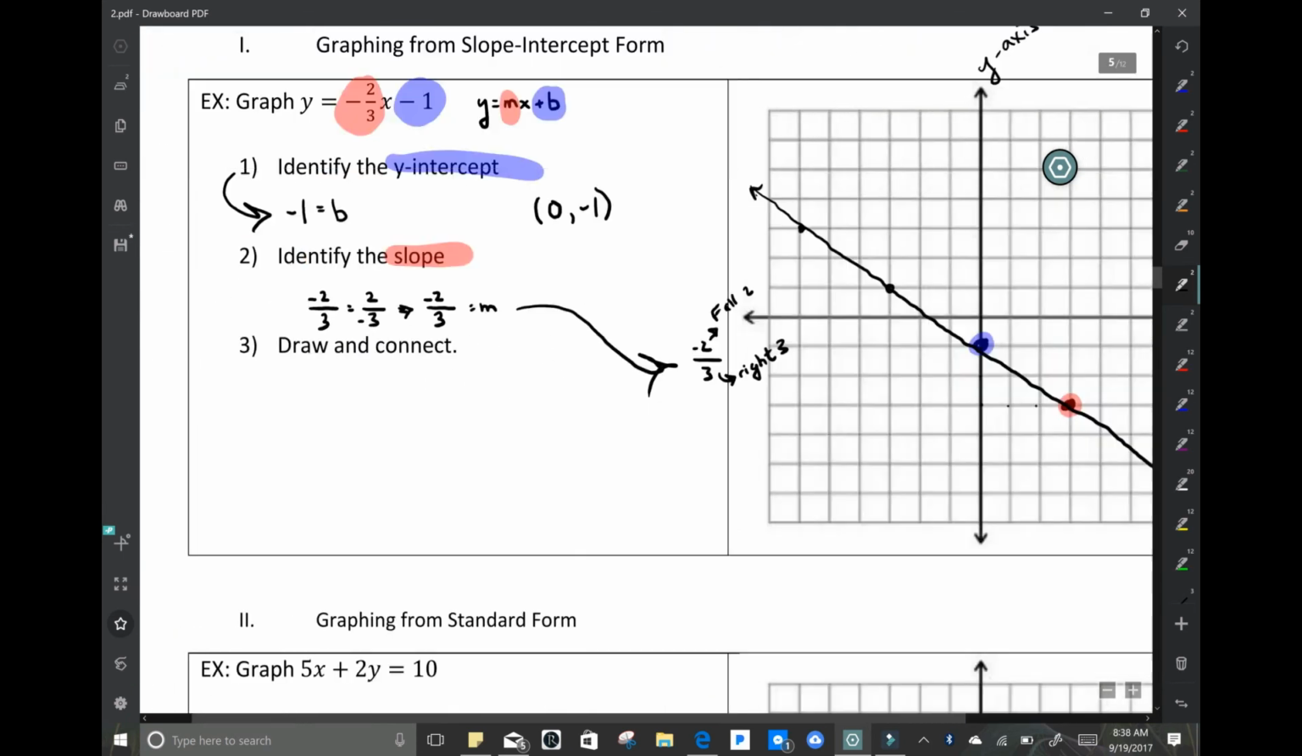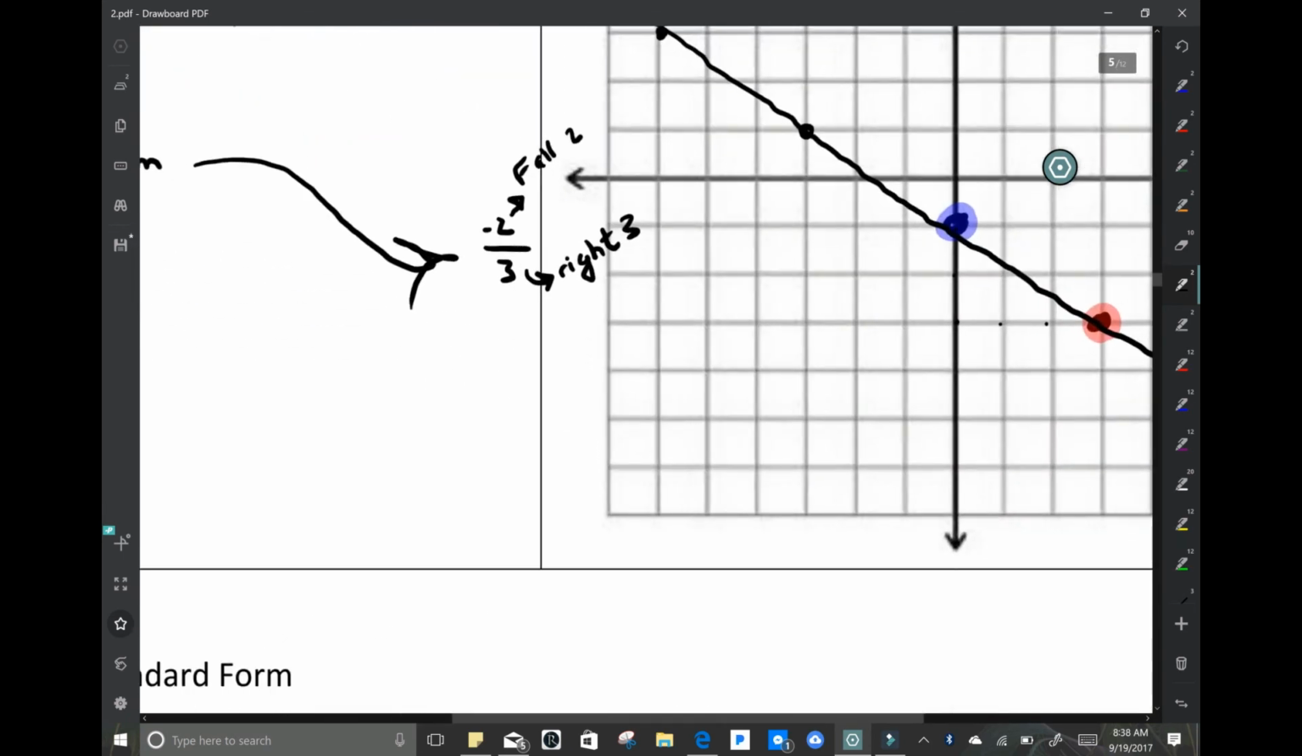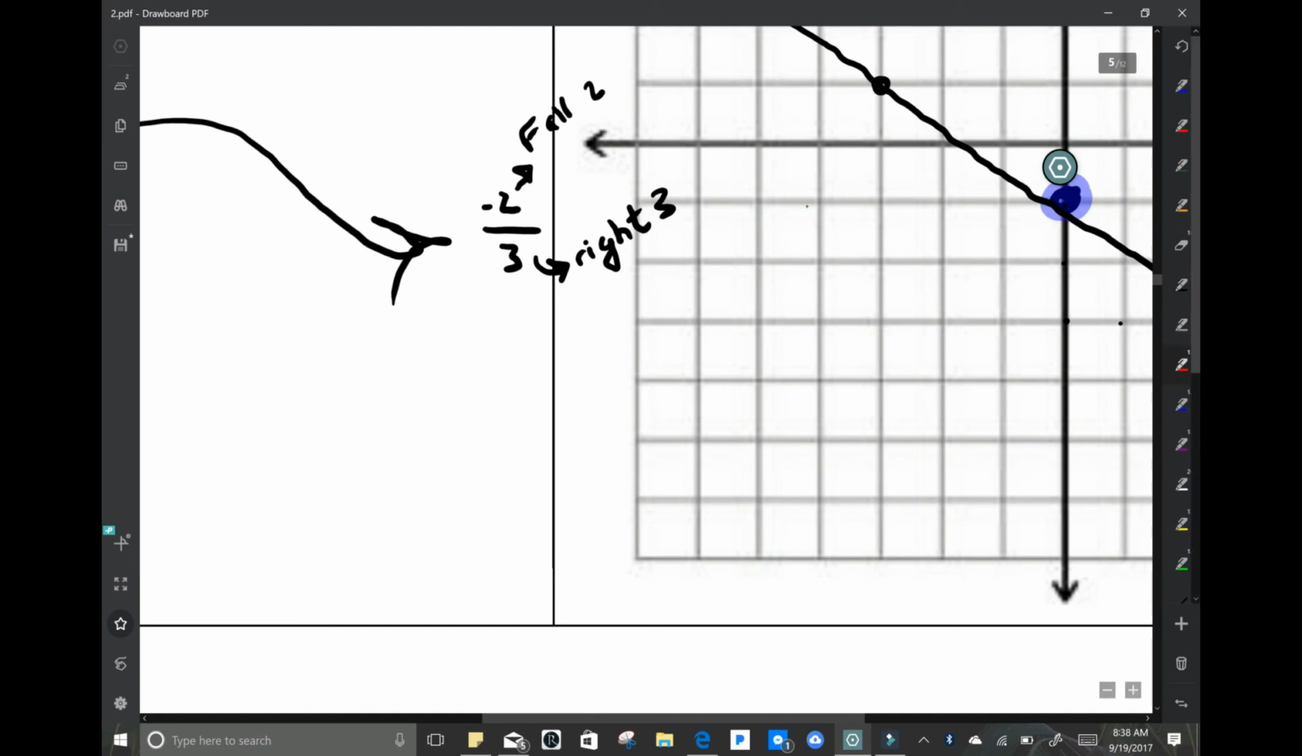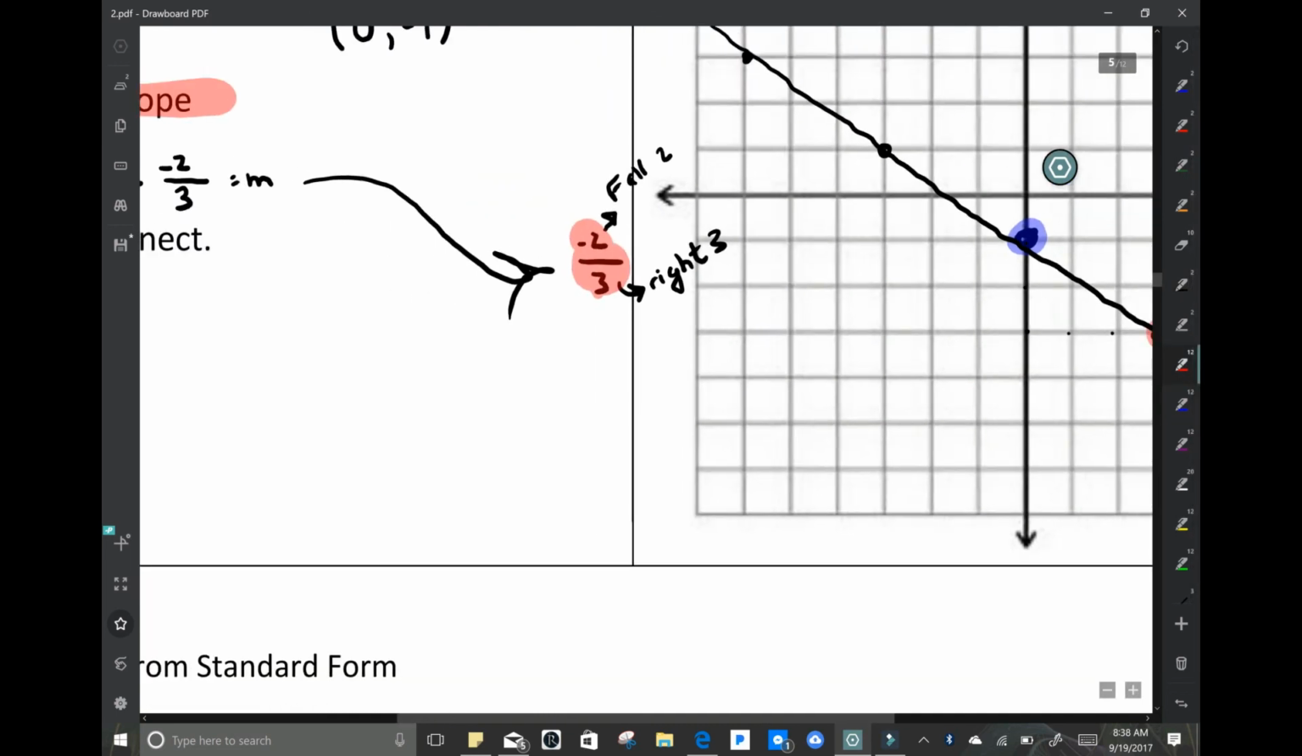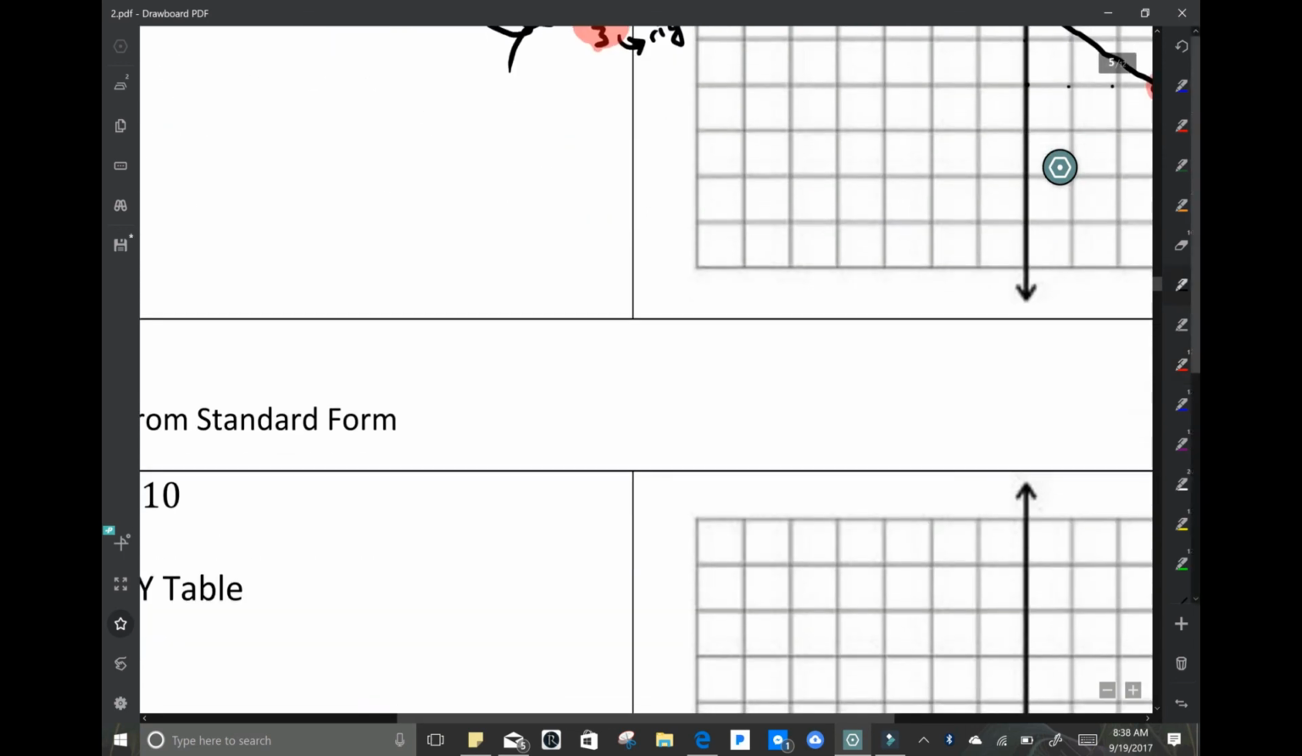That's it. Easy stuff. Students do forget about the falling and to the right. I always put the negative up top because that means I'm going to fall, and then I always go to the right. To the right, to the right.